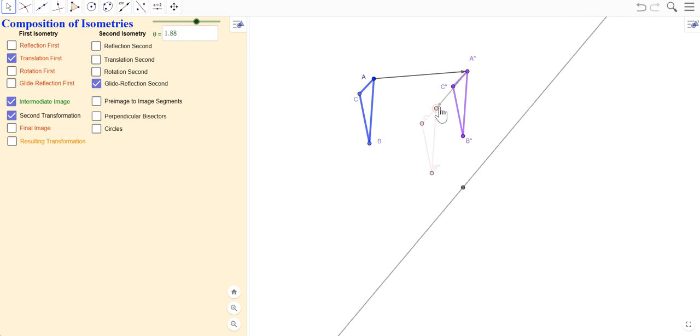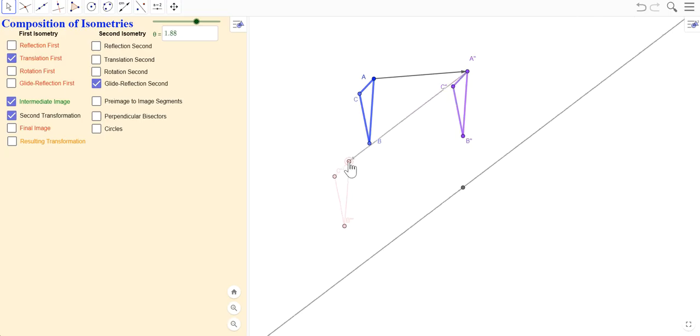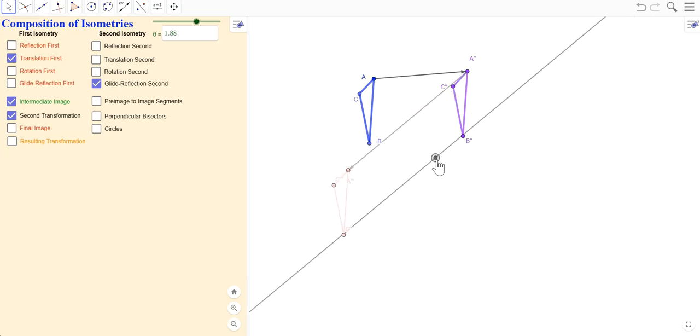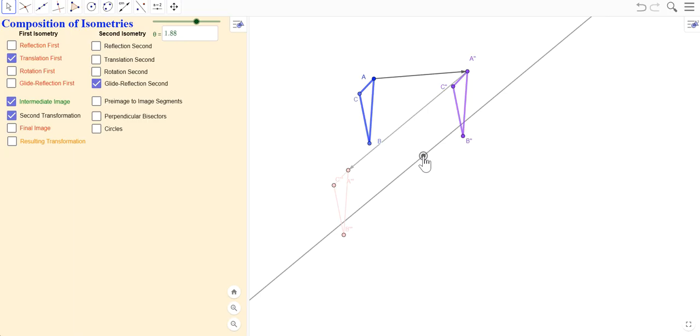we have a vector where we slide this some way, and then we have a line that's parallel. So there's an intermediate image, and the final image we get by reflecting that over the mirror line. So translation first gives you this, glide reflection gives you the final image.